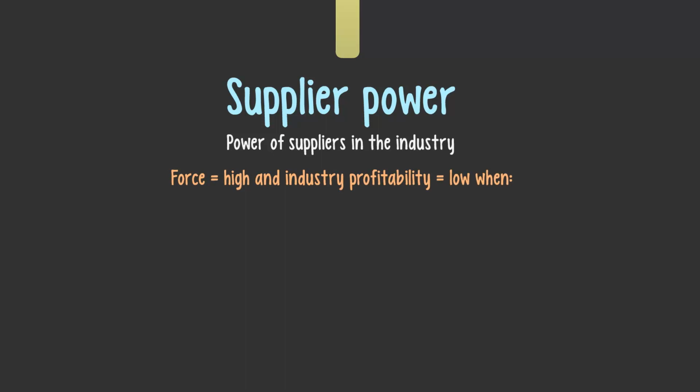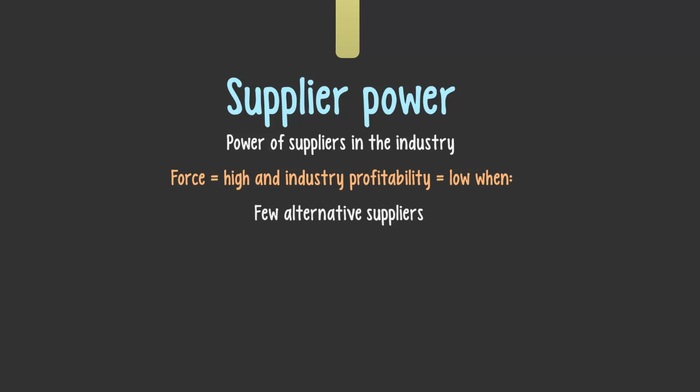Okay, let's have a look at supplier power now, and I think you're going to guess what supplier power is all about. It's the power of the suppliers to the industry. So the force is high and industry profitability low if there are few alternative suppliers.